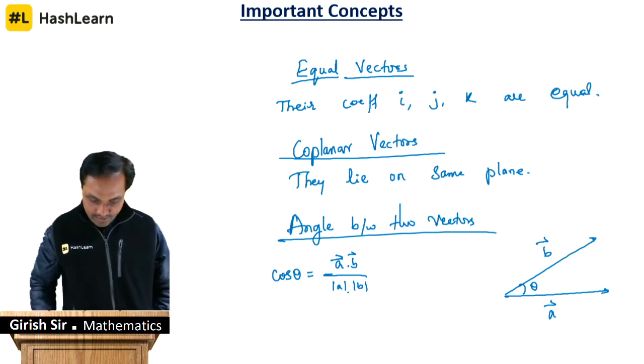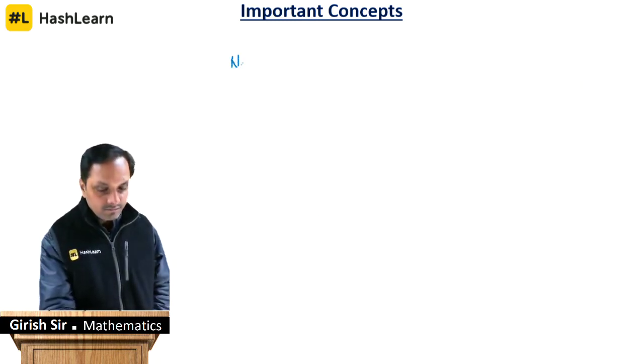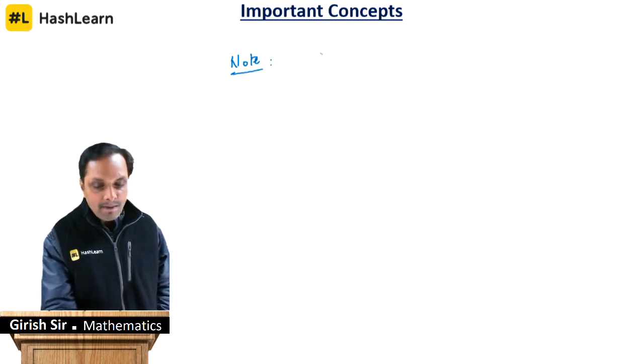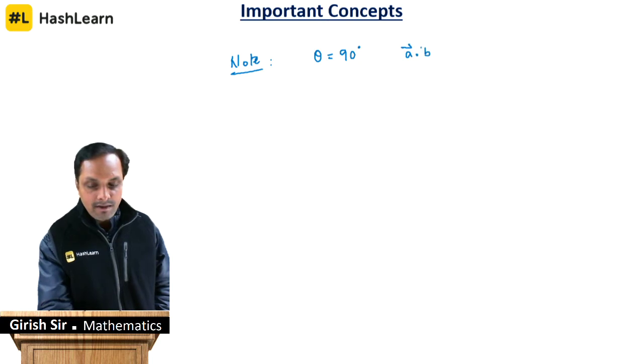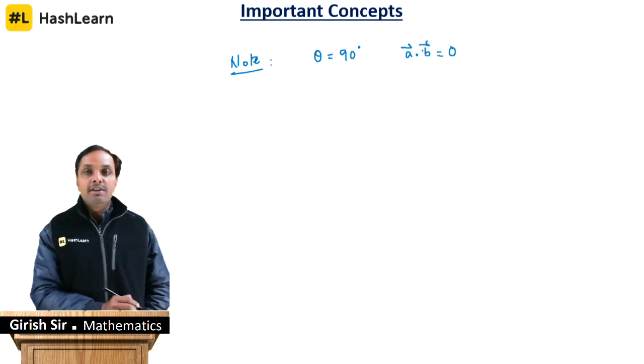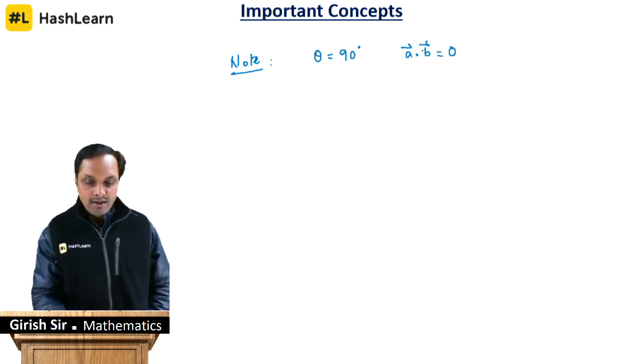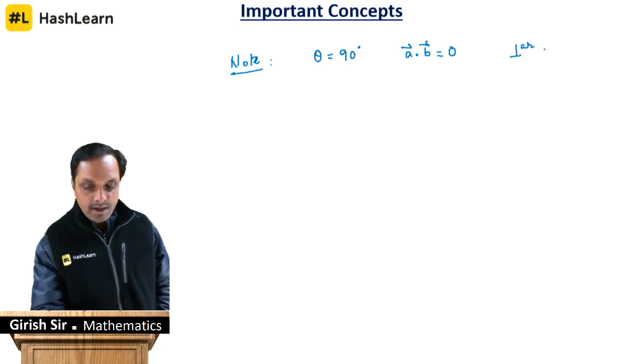Here you need to note what happens when theta is equal to 90 degrees. A dot B will become 0, because cos 90 is 0 when you multiply by the denominator. So we say perpendicular vectors.